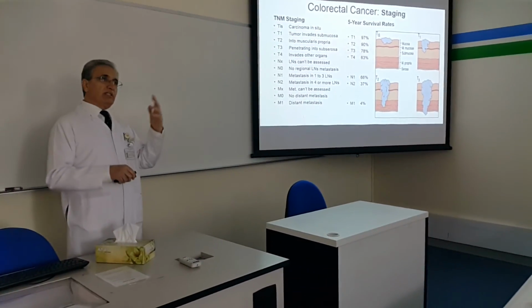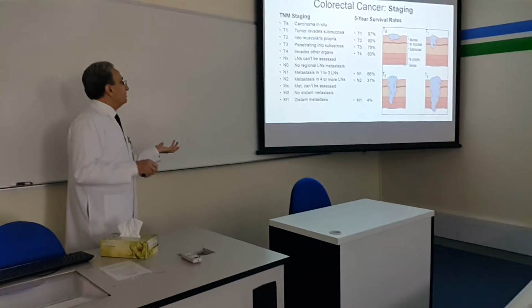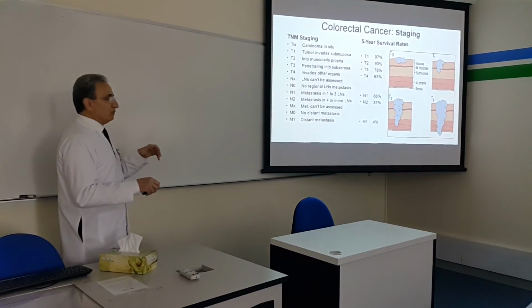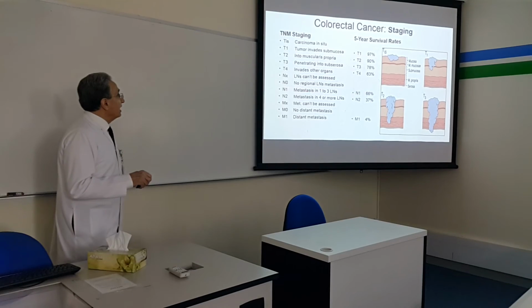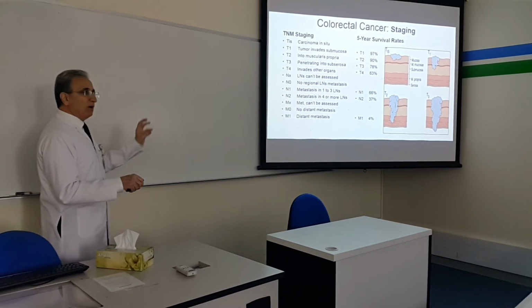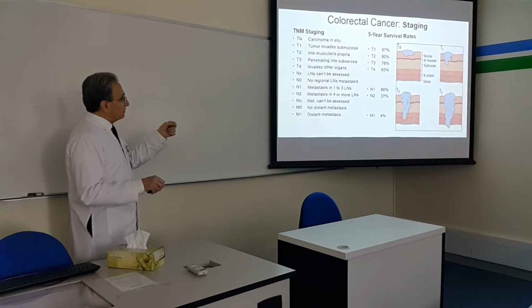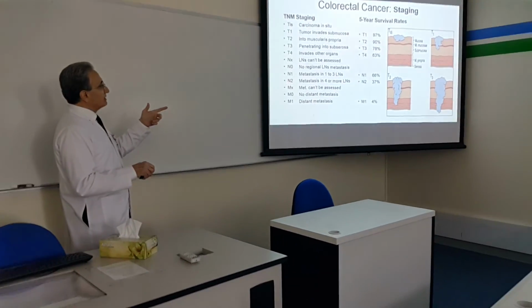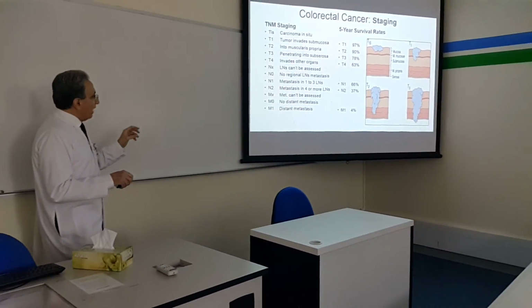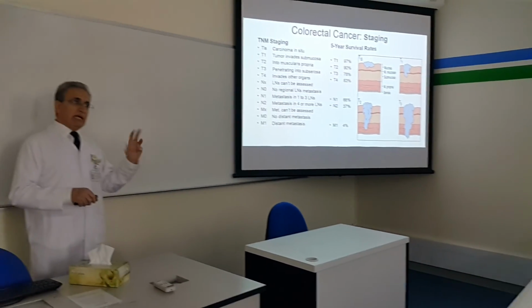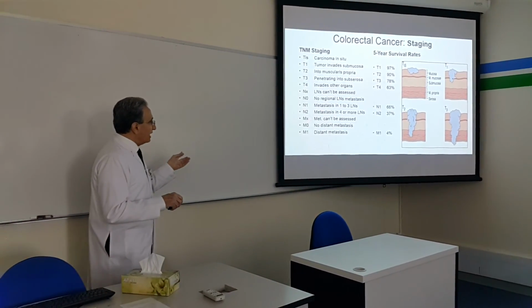NX means that we cannot assess the lymph node involvement, N0 that we assessed but no metastases, N1 metastasis to about 3 lymph nodes, not more than 3, 1 to 3. If it goes beyond 3, that means 4 and more, then it becomes N2. Now M, if we can't assess metastases to other organs, we call it MX.